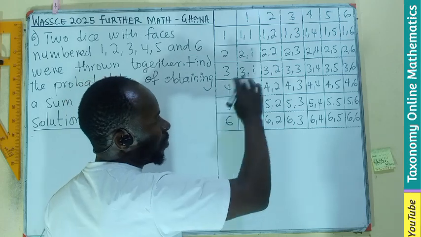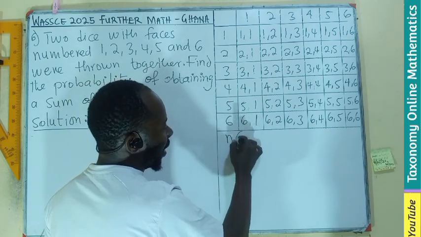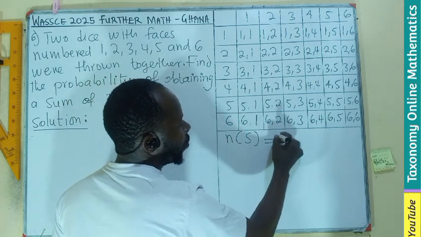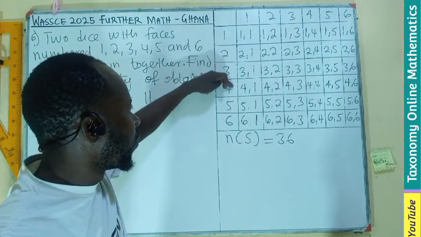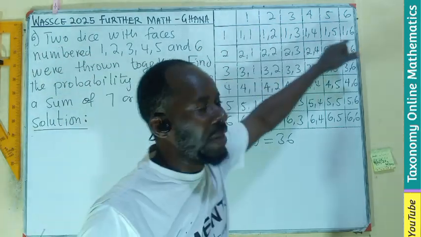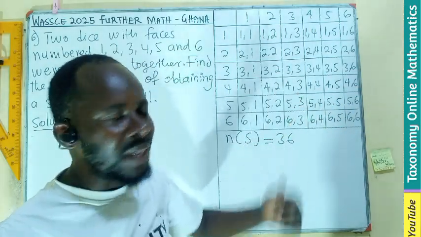It is 6 by 6. So the total sample space is going to be 36. We have from here 1, 2, 3, 4, 5, 6, a 6 grid by 6 grid. That gives us 6 by 6, which is 36.